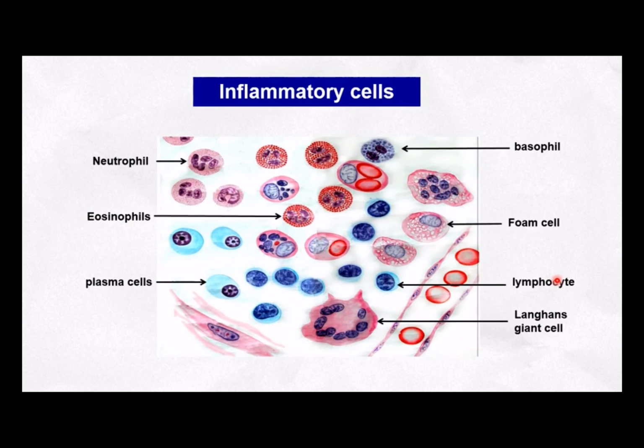The most predominant change of inflammation is the exudation of leukocytes, so the most important feature in inflammatory lesions is the infiltration of various inflammatory cells. First of all, let's review the various inflammatory cells.